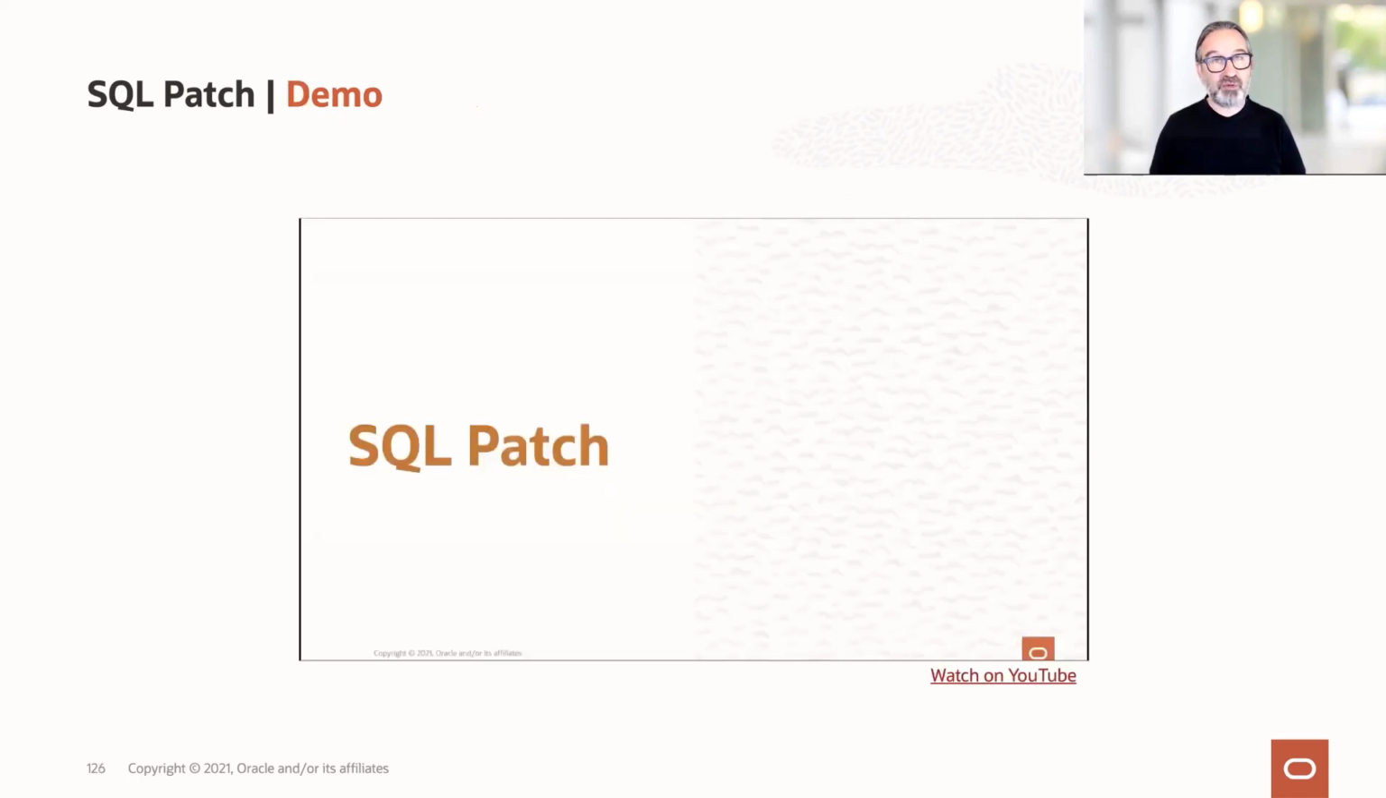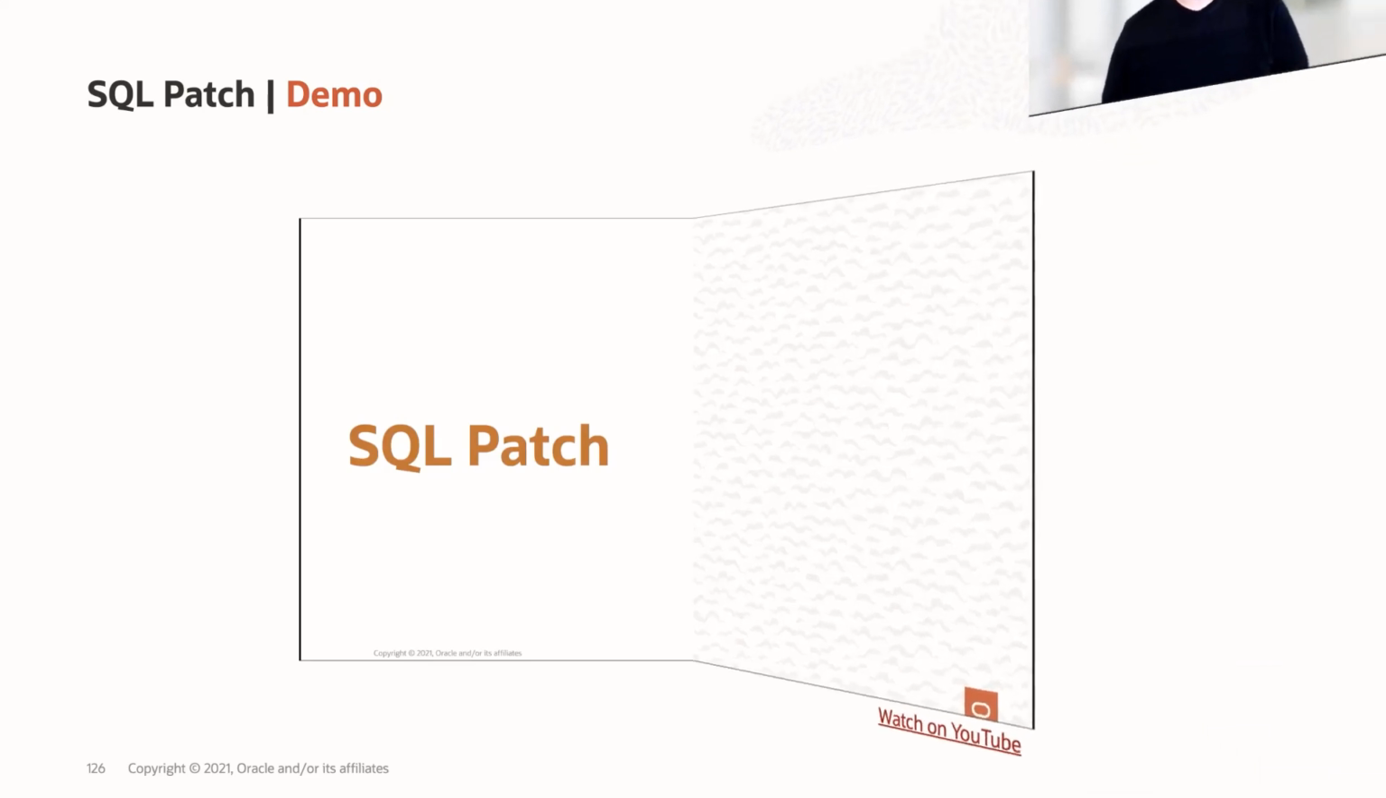We have also a demo for that, but here we would guide you to our YouTube channel for the SQL Patch demo. And what we're doing is basically a statement has a hint, and we ignore that hint with a SQL patch and make the statement run twice as fast as before.